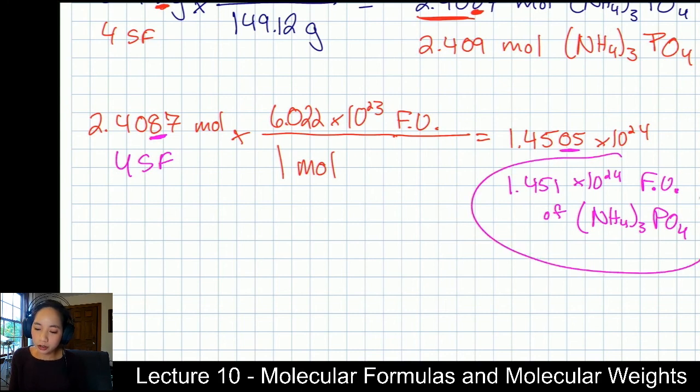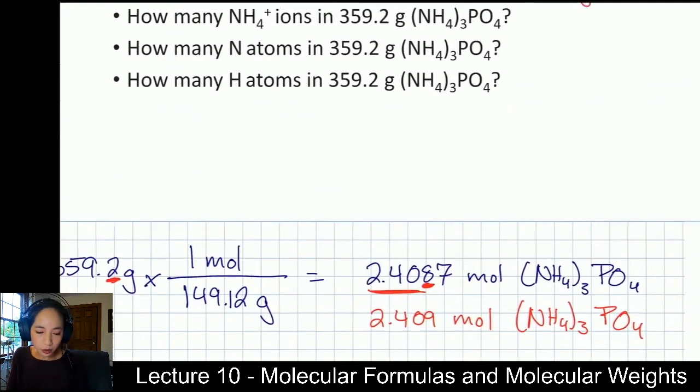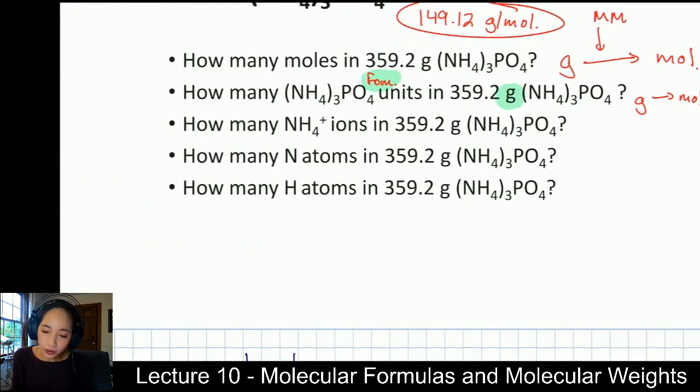Okay, there's our answer to that one. Okay, what's the next one? So the next one says, how many ammonium ions are there in the same massive sample?